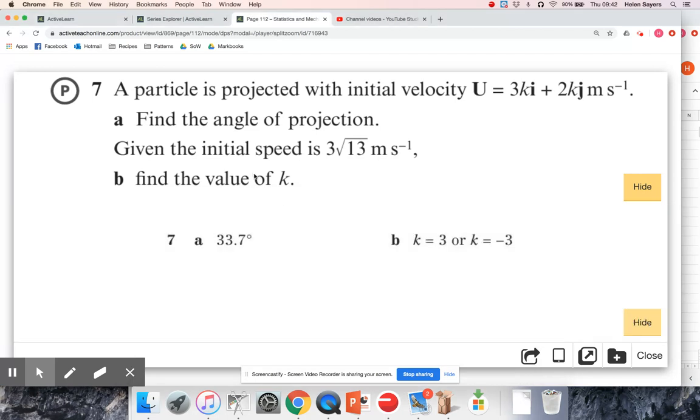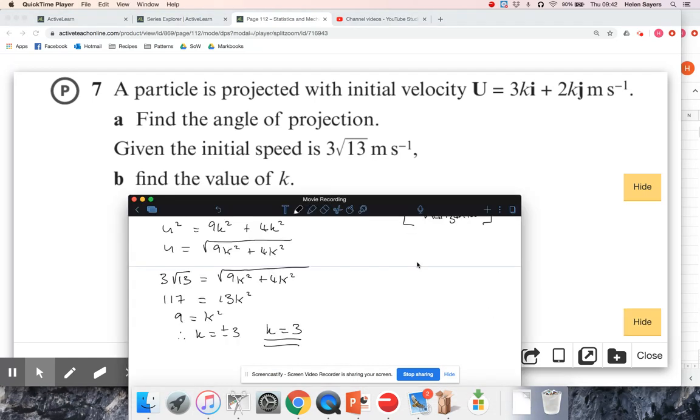Oh, okay. No, so that's just a slight typo in the question. That wouldn't happen if this was an exam question. It should say values of k. So we were all right. That's good. Okay, so did we get 33.7?